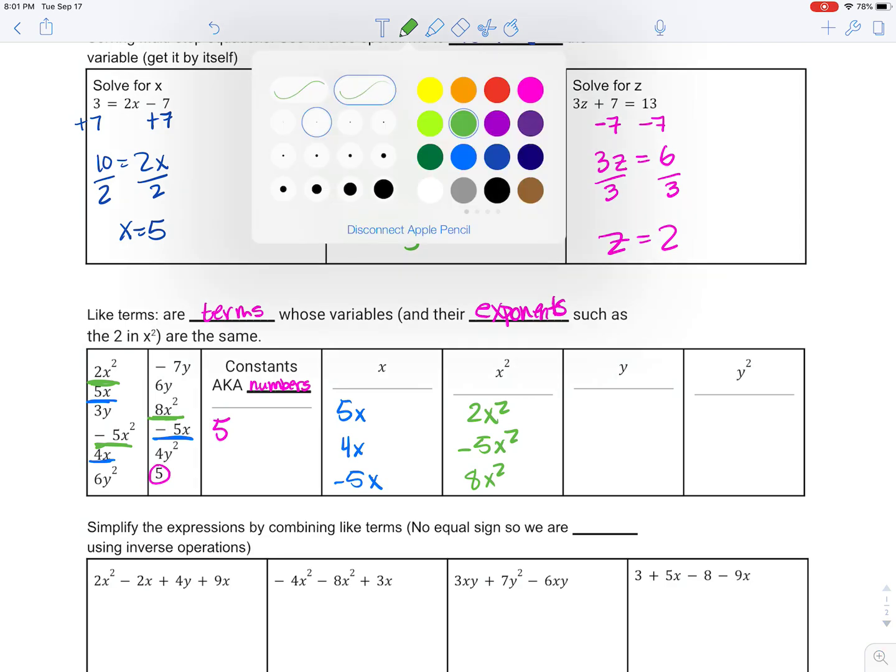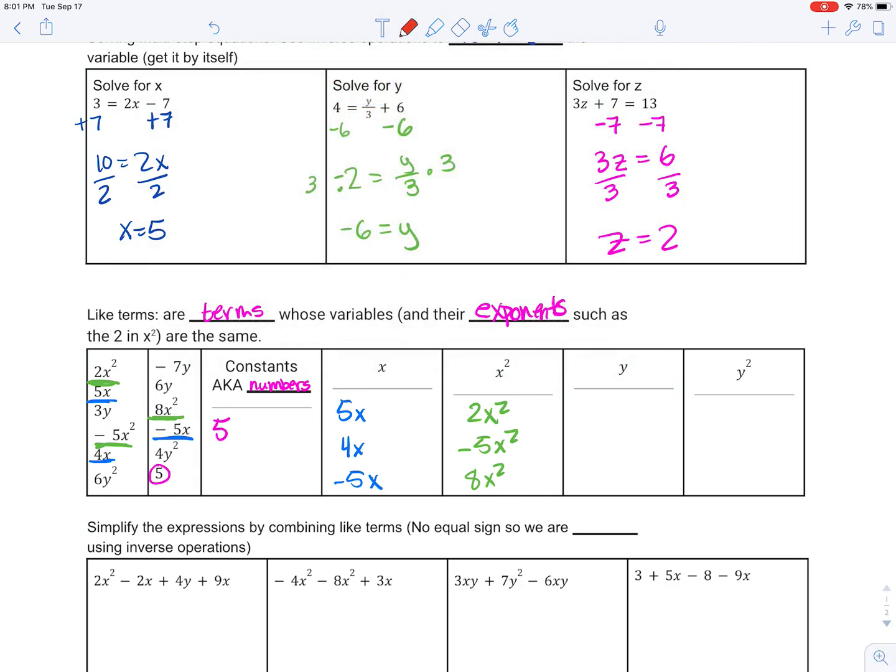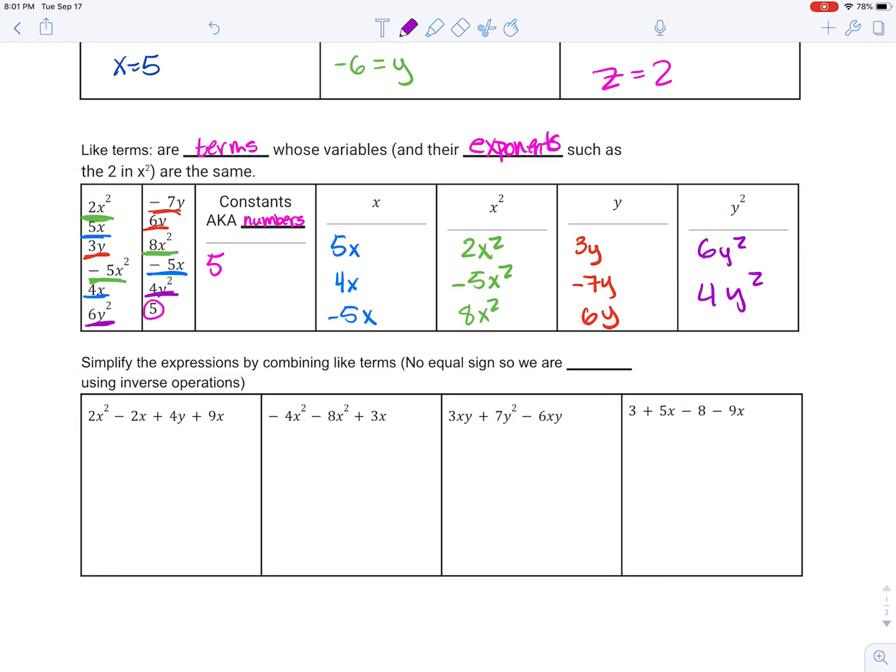Now we're going to look at our y terms. We have 3y, 6y, and negative 7y. So 3y, negative 7y, and 6y are my like terms. Last but not least, my y squared: 6y squared and 4y squared are my like terms there. So again, exact same variable relationship, and if it's squared or cubed or to the fourth or whatever, that's what you need to consider a like term.